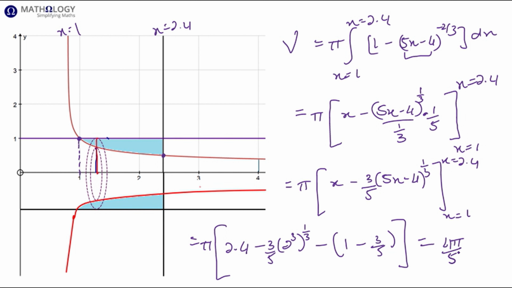4 pi by 5 units cubed. And that's the volume of the shaded region when it is rotated about the x-axis.